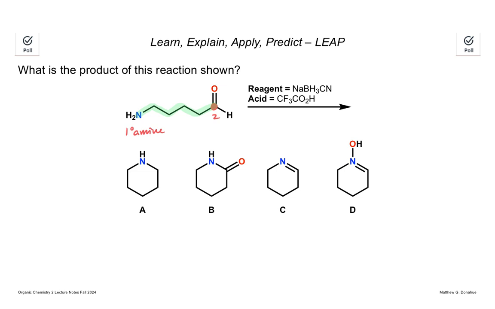So the amine has to condense with the aldehyde. Since it's primary, that's going to give you an imine. The imine structure is C, but we're further reducing that. So we're doing the reductive amination. So the correct product is going to be A. Since we start with a primary amine, we have to end up with a secondary amine.